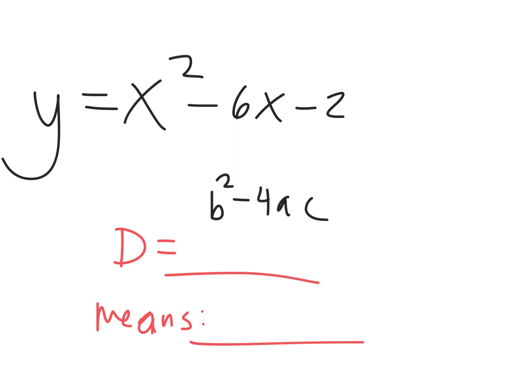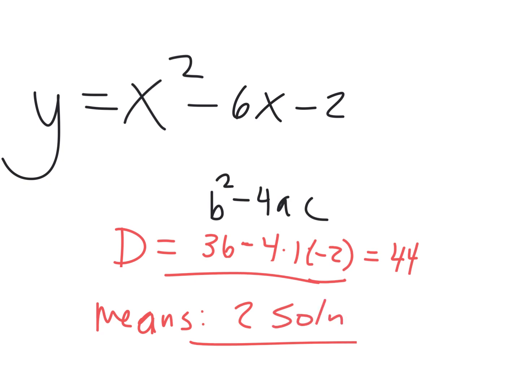In this case, that's negative 6 squared, which is 36, minus 4 times 1 times negative 2. I'm going to put it in parentheses just to make it clear that that's a multiply. There's 2 negatives in there, and therefore it's 36 plus 8. So final answer, 36 plus 8 is 44, I think? Okay, cool. Now what does that mean? 2 solutions.